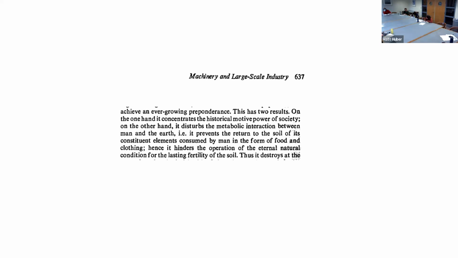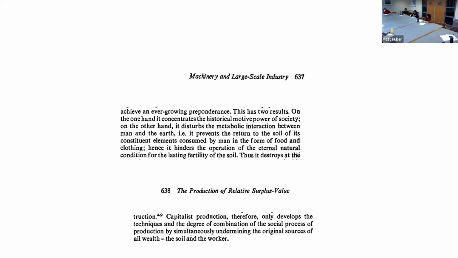Ecological Marxists quote this section more than any other, where they say, capitalist production therefore only develops the techniques and degrees of combination of the social process of production by simultaneously undermining the original sources of wealth, the soil and the worker. So just in these little 3 pages, you get a hint of Marx's theory of ecological exploitation, which is that the development of large-scale industry rips the population to the towns and creates this destruction of the natural conditions of agriculture, the soil.